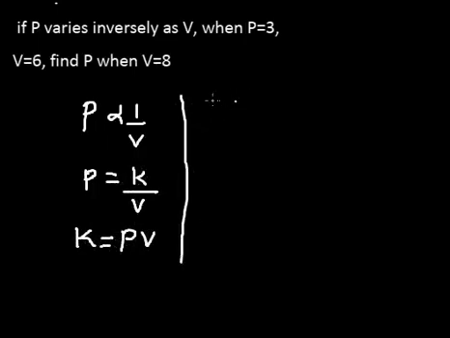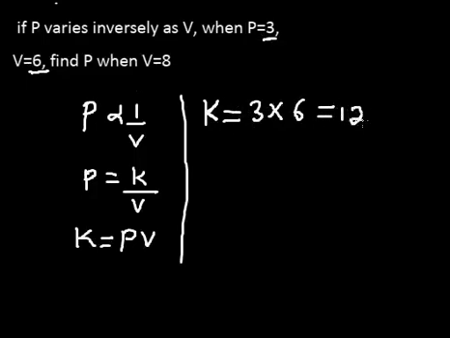Okay, so which simply means that k is now going to be equal to p times v. The initial value of p that was given was 3, then times the initial value of v, which is 6. 3 times 6 gives me 12. Okay, so having got my k, I can now find what I'm looking for.